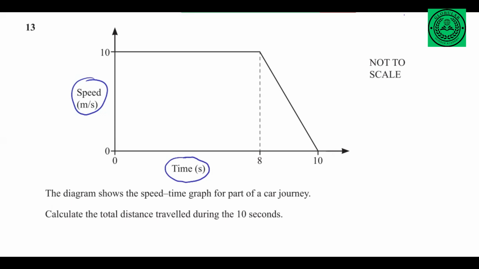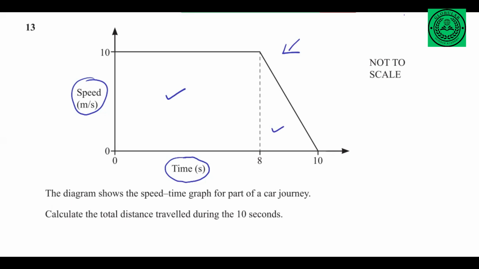First of all, you need to understand that the distance traveled by the car is the area under this graph. Whatever the shape of this graph, its area will give us the distance traveled by the car in 10 seconds. This question can be solved in two different ways. One is to find the area of this rectangle and this triangle and add them up, and you will get the distance traveled by the car.